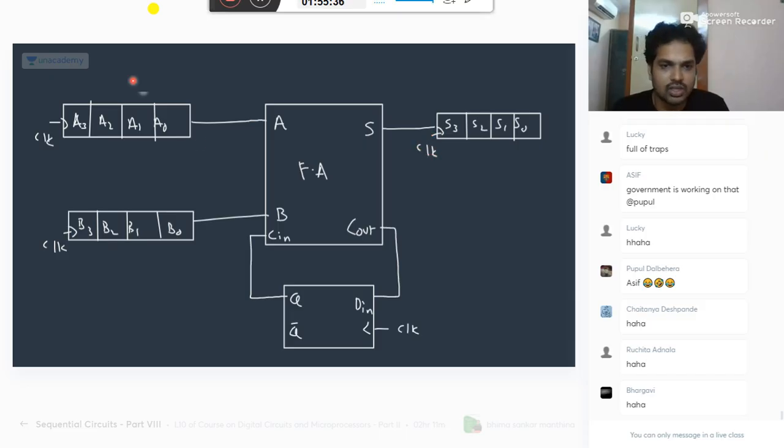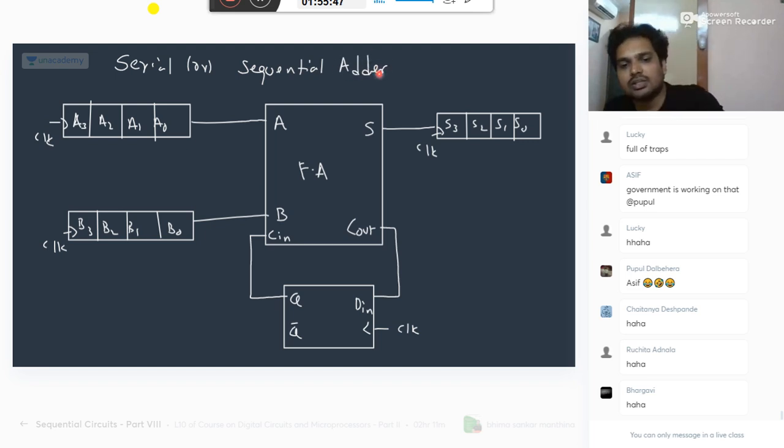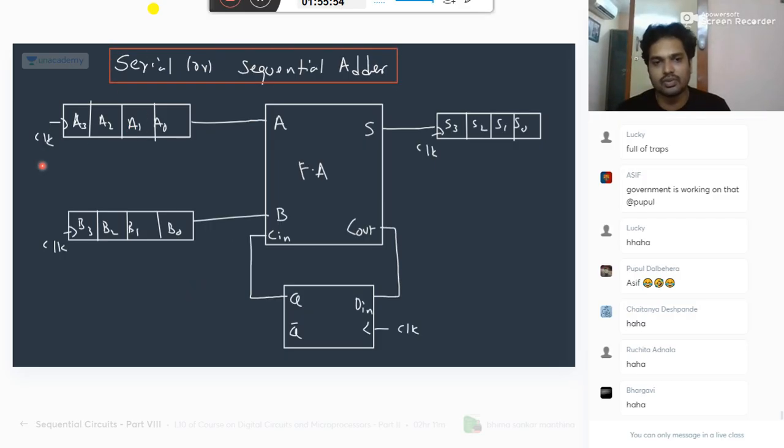There is nothing much to discuss in this, but it is what we call a serial or sequential adder. In the combinational circuit, we have discussed a parallel adder. Now, similarly, this is a serial or sequential adder. It is very simple to understand how it will do its job. First, you apply the first clock pulse. Initially, assume this is 0. A0 and B0 will come. These two will generally be PISO or SIPO.